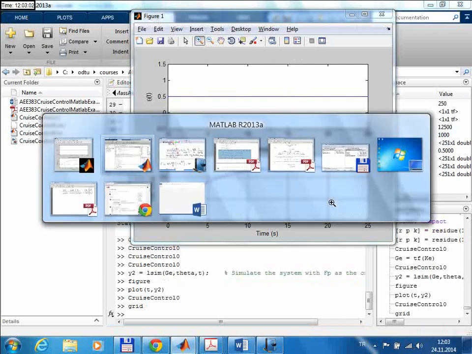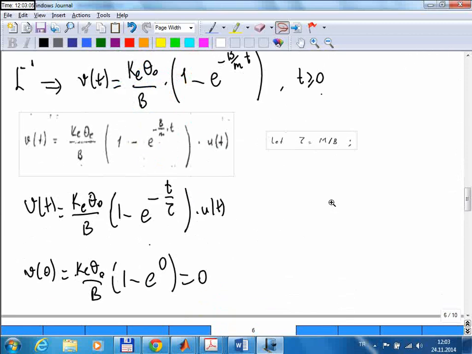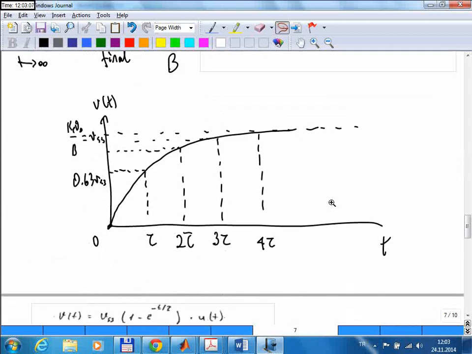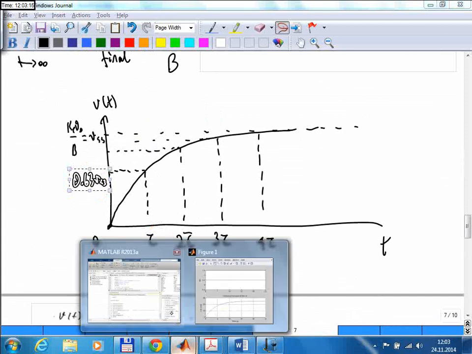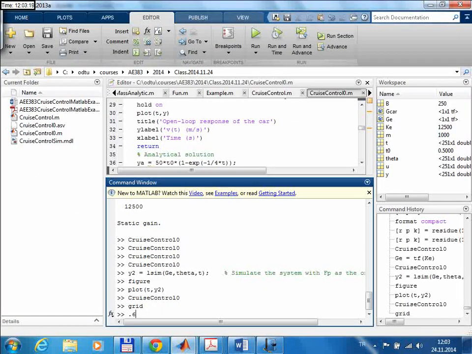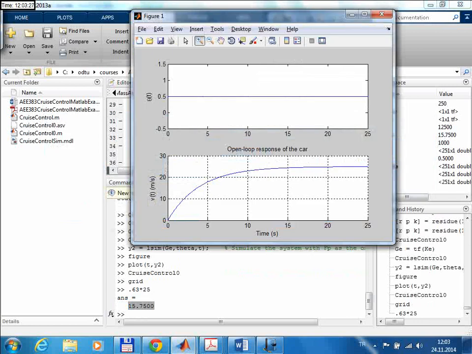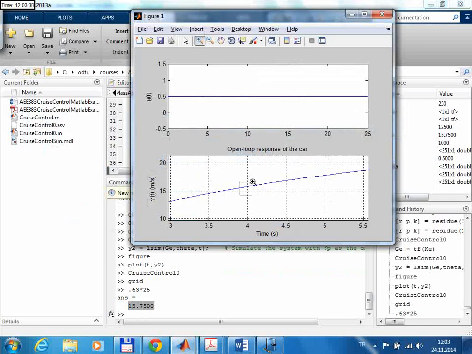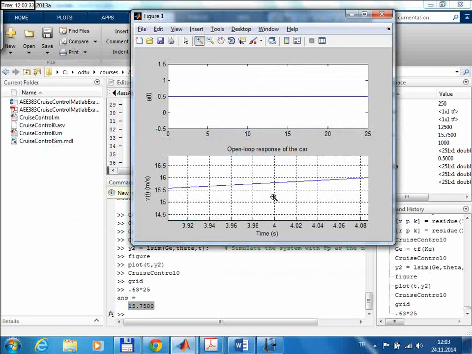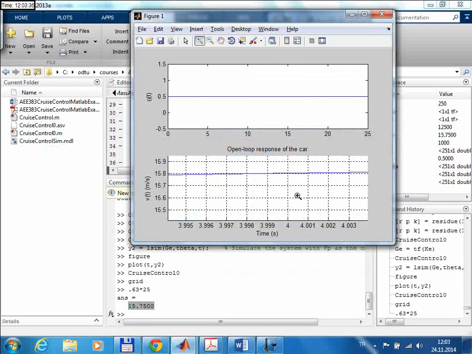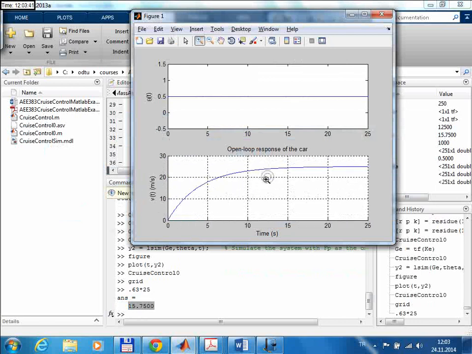And so according to our calculations before, it should reach the 63% of the steady state value in 4 seconds, right? So let me just check that if that is true. So first let me calculate what 63% of 25 is. So at 4 seconds, the speed of the car should be at this value. So the 4 seconds is here. Well, it's not quite there, but that's because of the rounding, I guess we did.